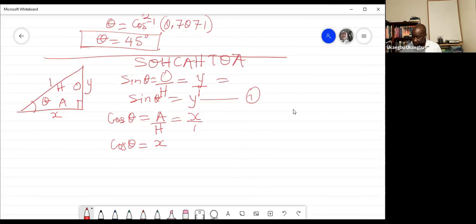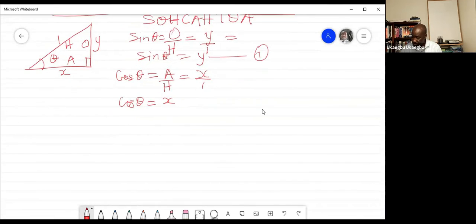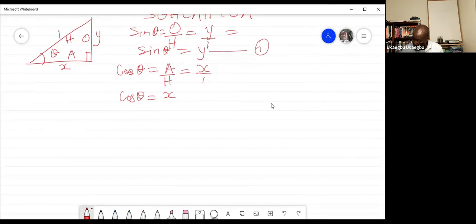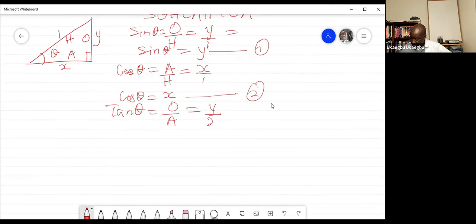So next, let's do tangent theta. So you can call this equation 2. Tangent theta would be always opposite over adjacent. And this time around, opposite is y, adjacent is x. Okay? So you can call that equation 3.